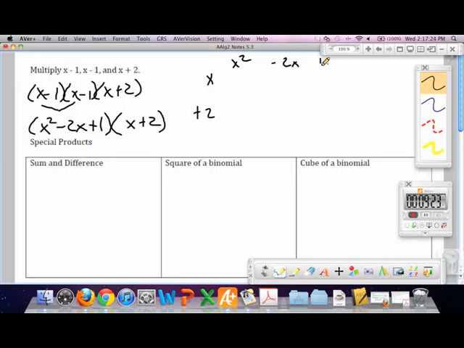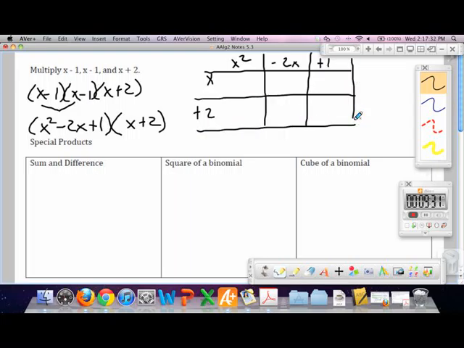X times x squared is x to the third. X times negative 2x is negative 2x squared. So my polynomial multiplied out should be x to the third, negative 2x squared plus 2x squared is 0, 1x minus 4x, minus 3x, plus 2.